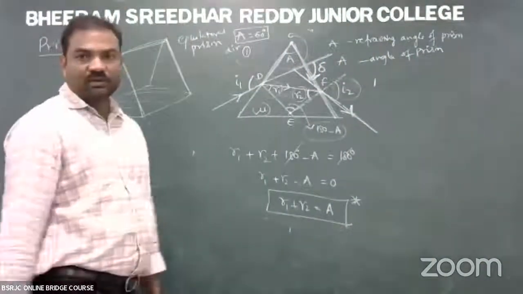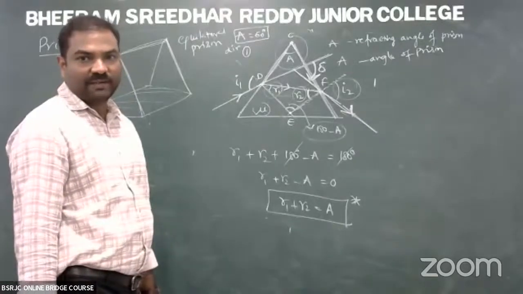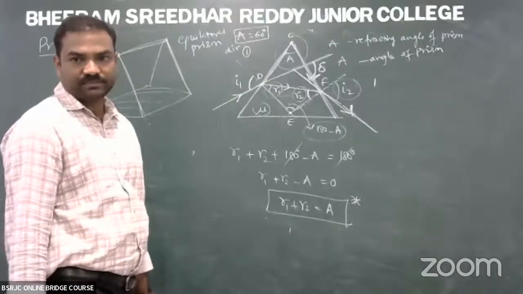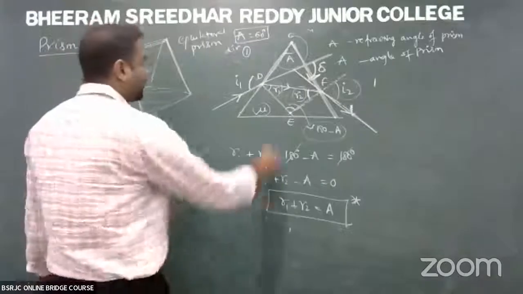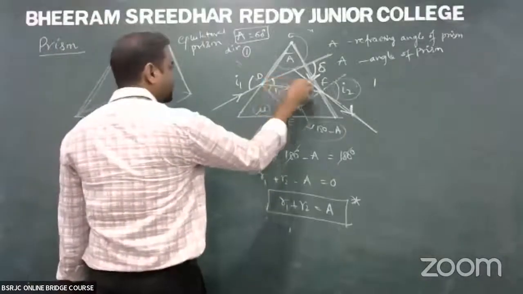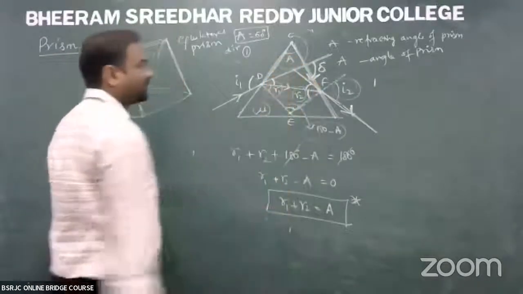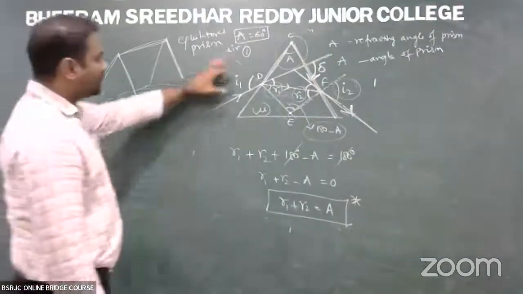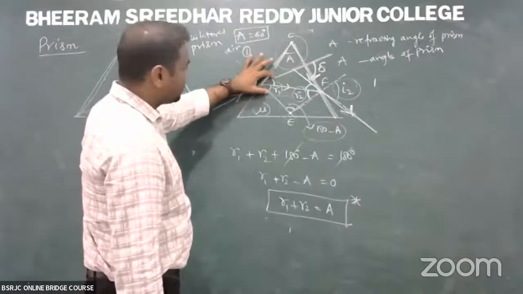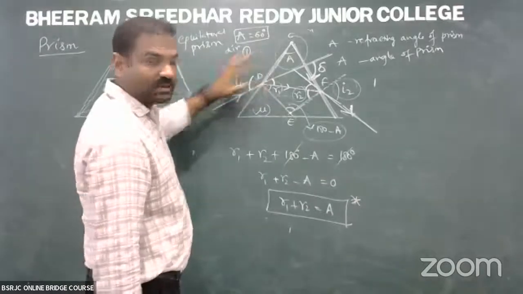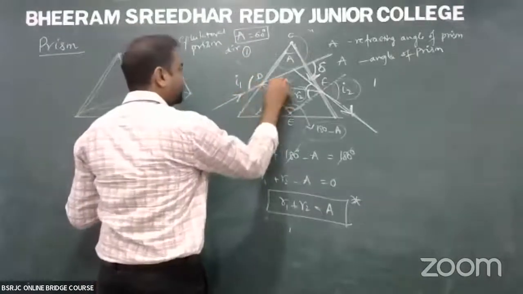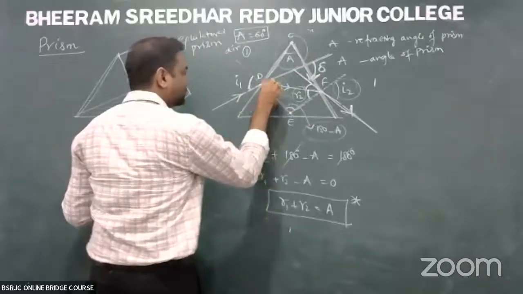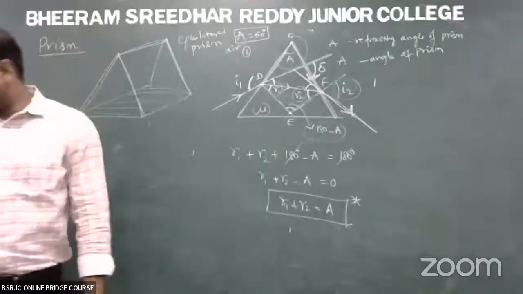Then how to find out the angle of deviation value? Delta value I want to find. So for that, I am taking these two angles. Then what is the total angle? It is I1. So here also the total angle should be I1. This entire angle is I1. These two angles should add up to I1. I will draw one more diagram.